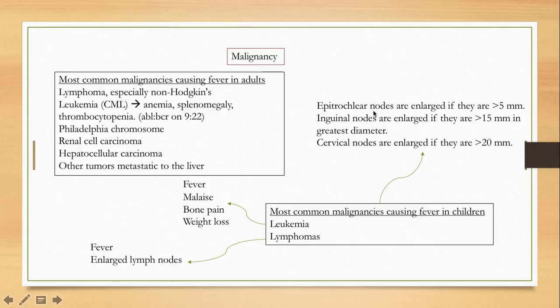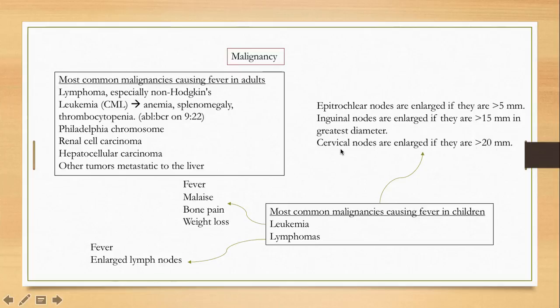So epitrochlear lymph nodes usually should not be palpable, but if they are, and here is a rough measurement or size, if it's larger than this, then we should definitely work up, but you don't have to remember these numbers. Inguinal lymph nodes, if they are enlarged, and of course if cervical lymph nodes are much more enlarged, then we should definitely work that patient up.